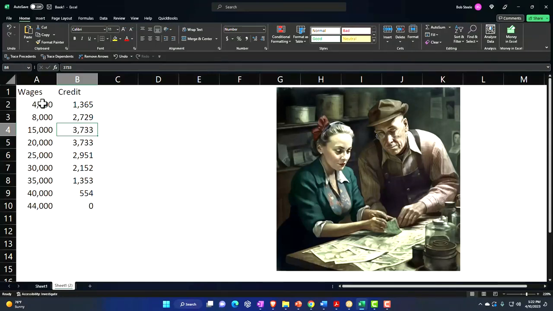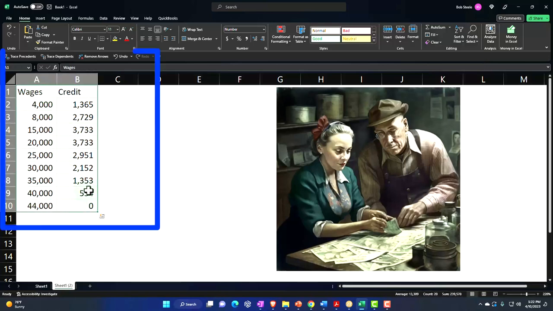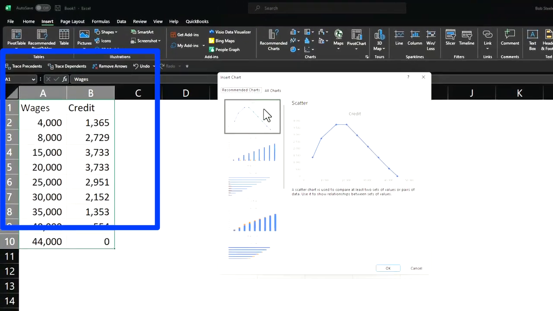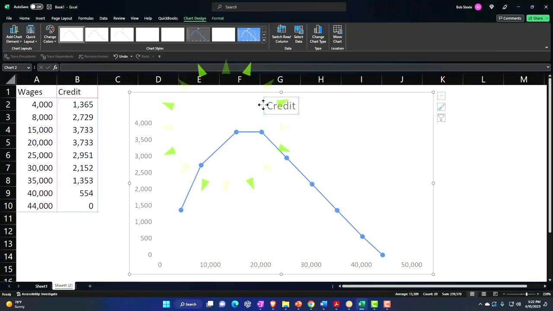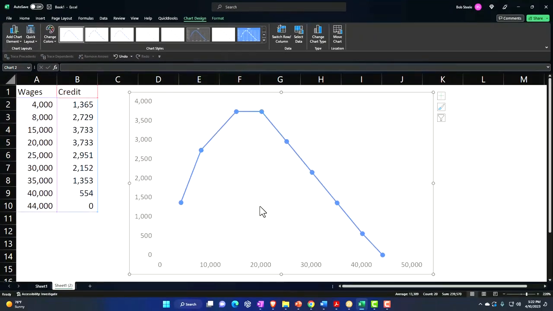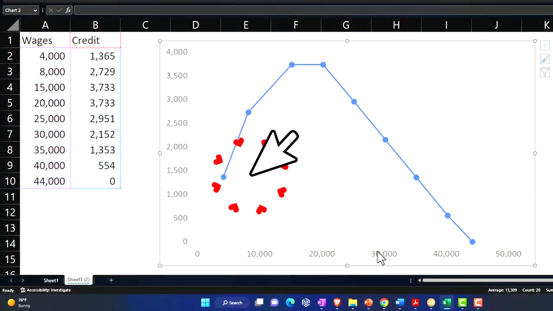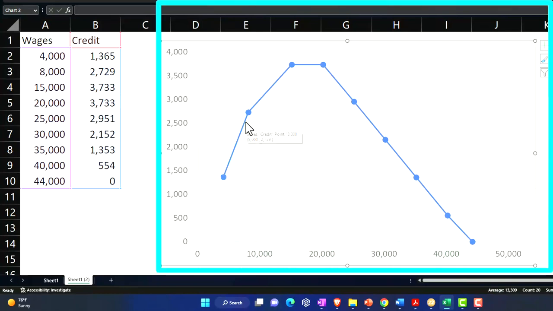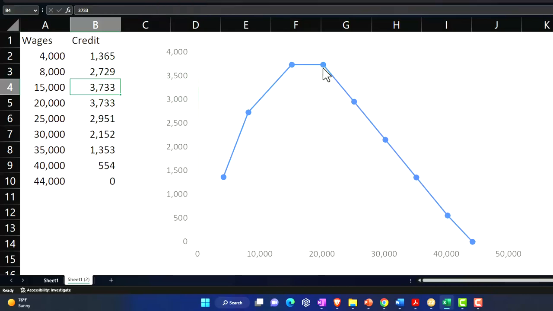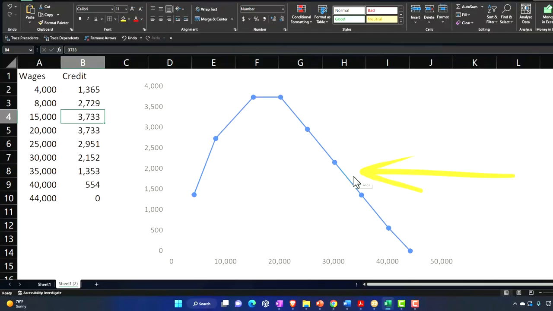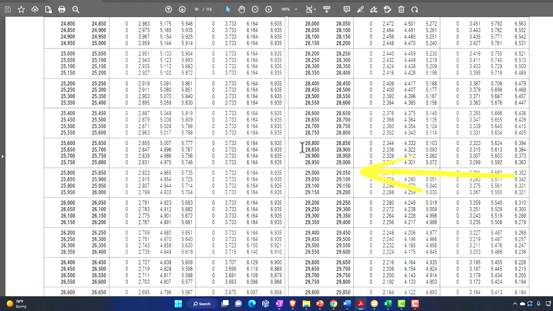Let's go ahead and plot this on a graph just so we can get a visual of this. Boom, something like that. And so now you can visualize what's happening. Your income is going up, income on the x-axis, the credit going up. It caps out at that 3733, which it stays at for a while, and then it goes back down until your income gets to where you don't get any more credit.